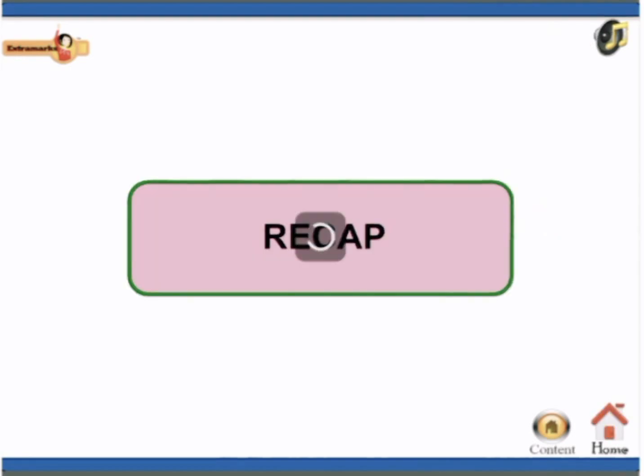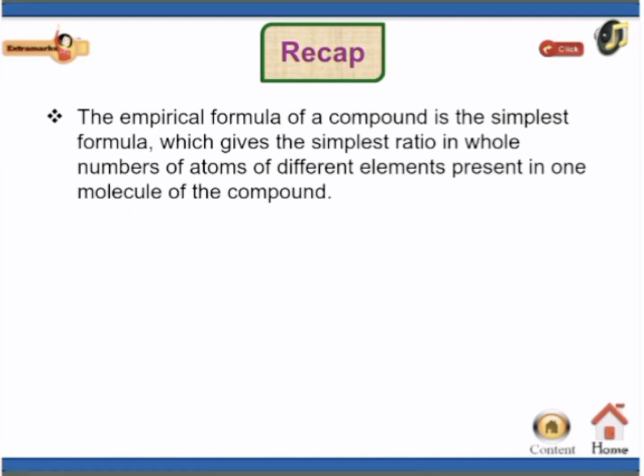Let us have a quick recap. The empirical formula of a compound is the simplest formula which gives the simplest ratio in the whole numbers of atoms of different elements present in one molecule.